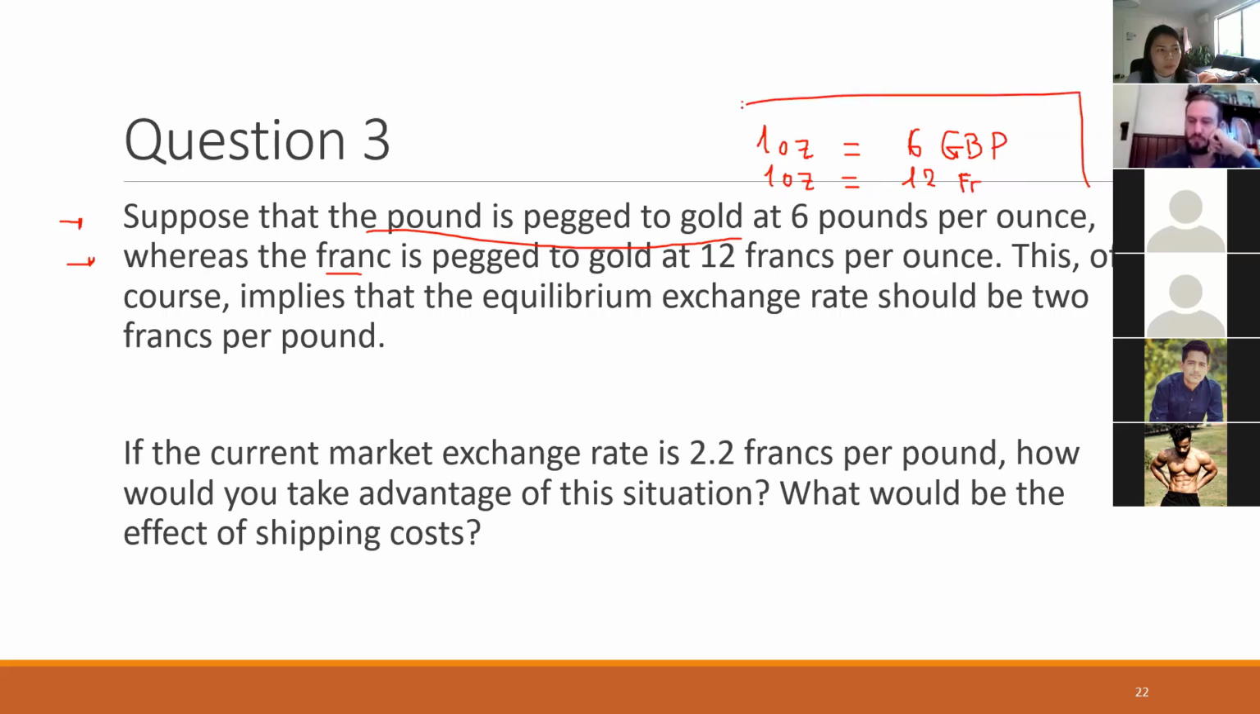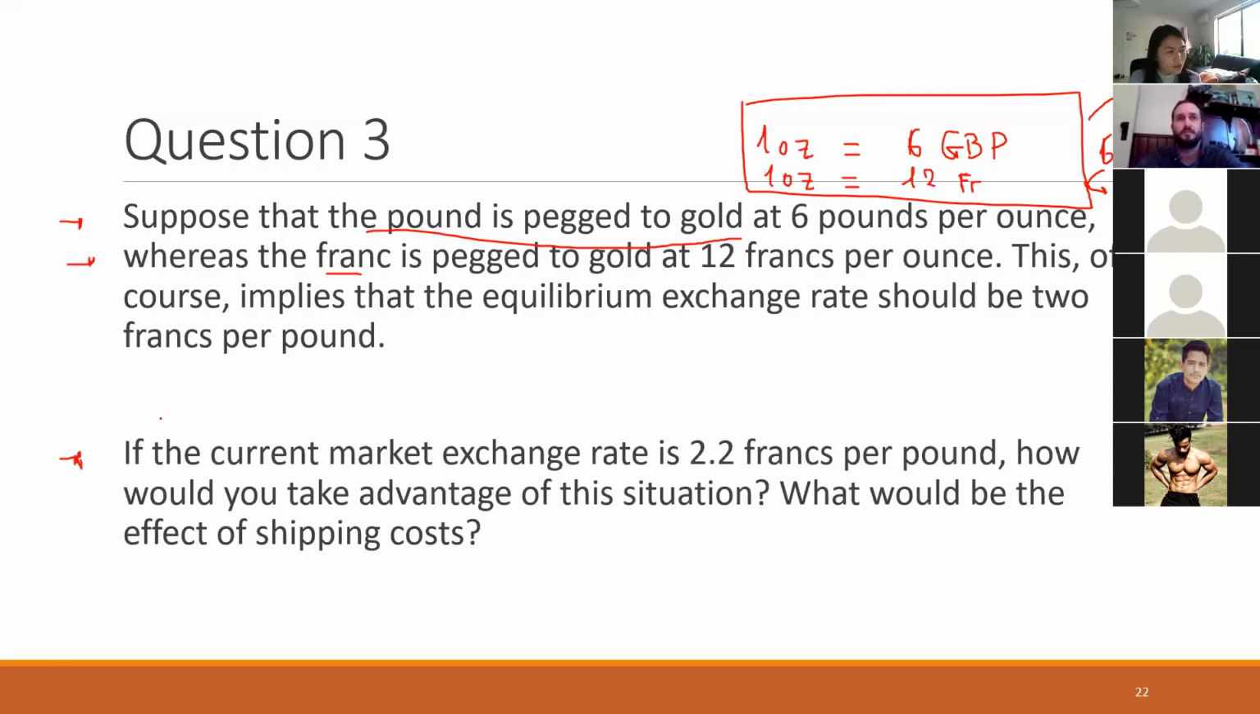So based on this information, if we want to work out the current exchange rate between the pound and the franc, how much is £1 worth in terms of the franc? 2 francs per pound. Exactly right. So if I take the 6 to 12 ratio, £1 is therefore worth 2 francs. So based on the current relative value of the currencies against gold, I can say that £1 is currently worth 2 francs, okay?